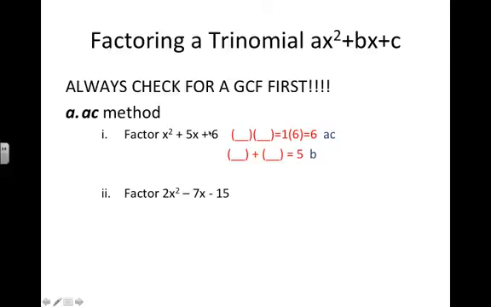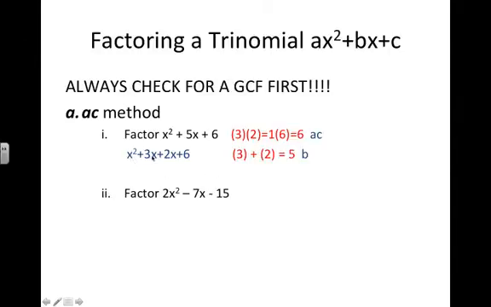So you want numbers that multiply to give you AC. So let's see, 1 times 6 is 6. So the numbers we're interested in are going to multiply together to give us 6. And then they need to add together to give you B. So blank plus blank, the two numbers we're looking for have to add together to be 5. So 3 times 2 equals 6, and then 3 plus 2 equals 5. So we're going to split this up. Remember, the whole idea is to split up the 5x into the first number times x plus the second number times x.